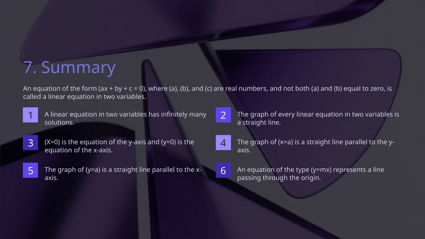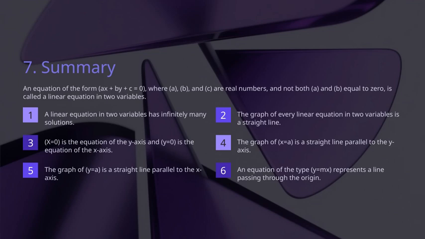Now, one key point to remember is that a linear equation in two variables has infinitely many solutions, since every point on the line satisfies the equation. For example, the equation x equals 0 represents the y-axis, while y equals 0 represents the x-axis. These are special cases of linear equations that define the axes themselves.